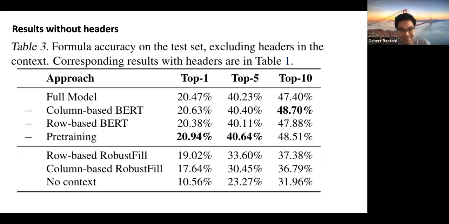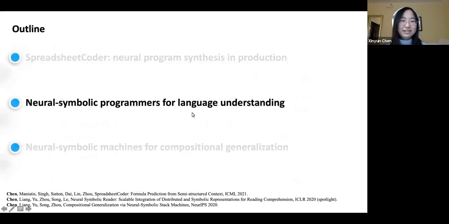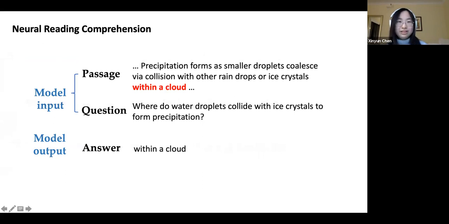So any other questions before we move on? Okay. Then I will discuss the second part of my talk about neuro-symbolic programmers for language understanding. For this part, I will use reading comprehension as a problem where the passages could be pretty complicated. For standard reading comprehension problems, the problem setup is that given a passage and a question, we want to provide the answer to the question grounded on the passage. Then for most existing reading comprehension benchmarks, the answers to the questions are coming from a single span in the passage.